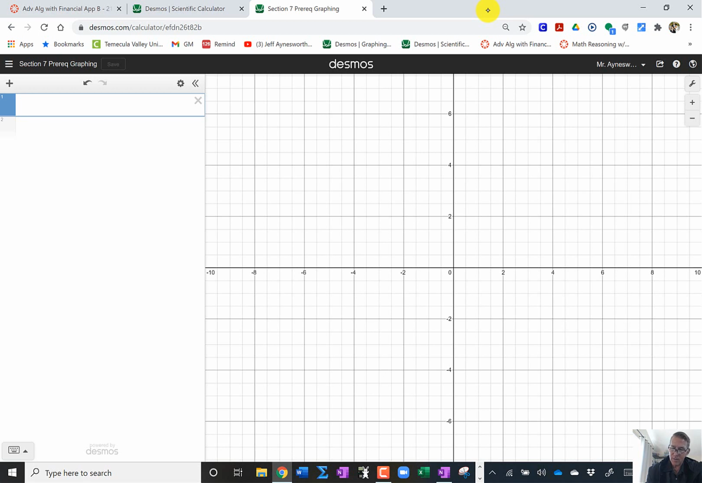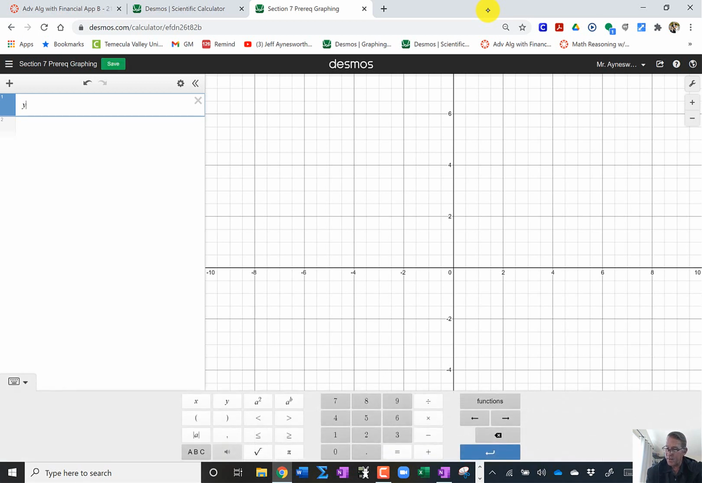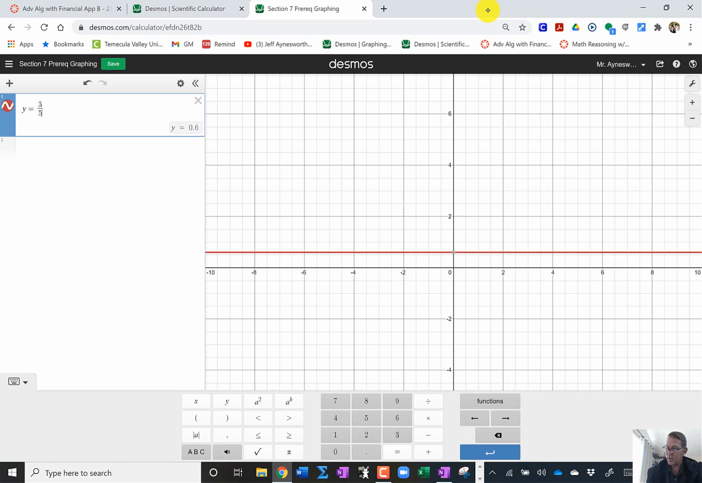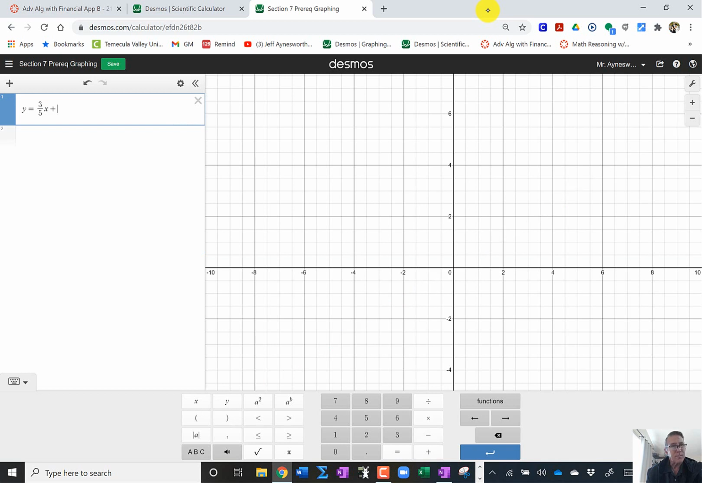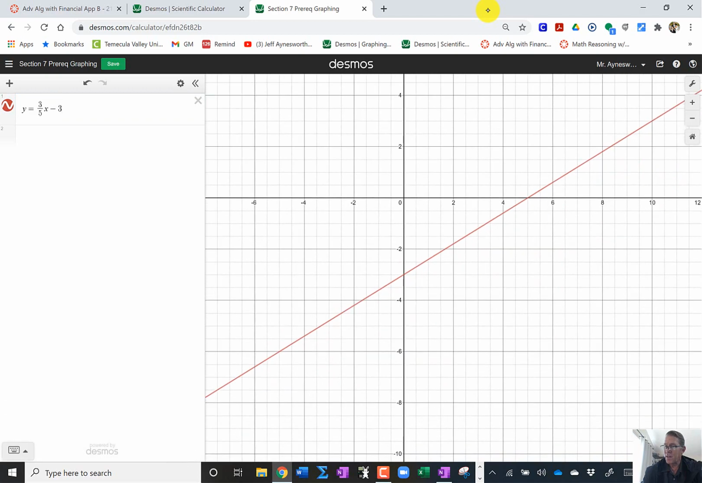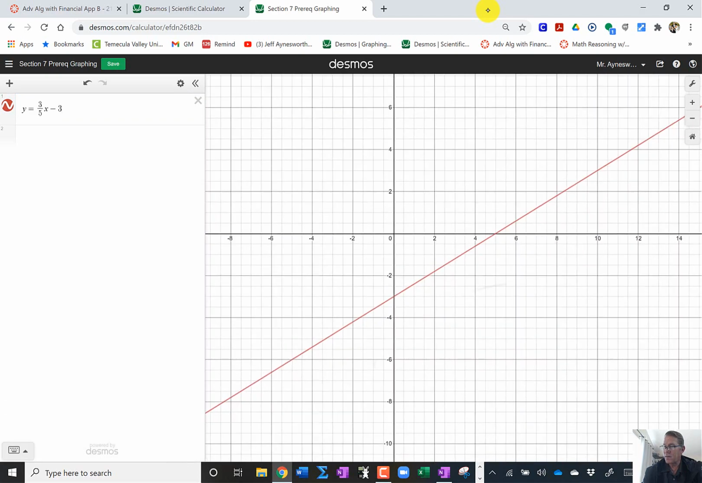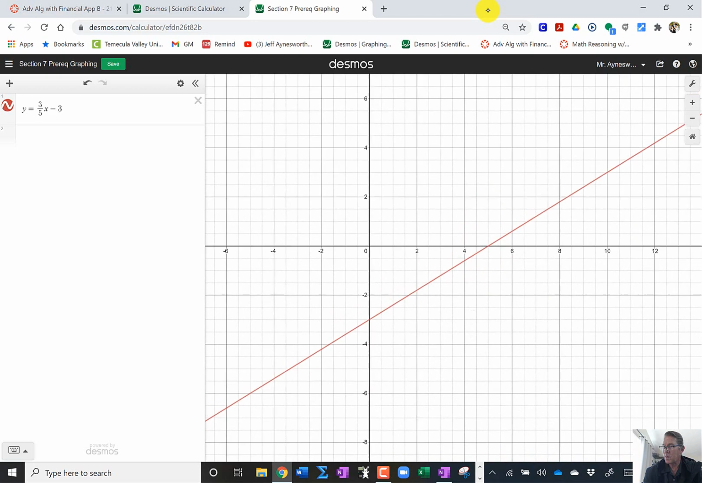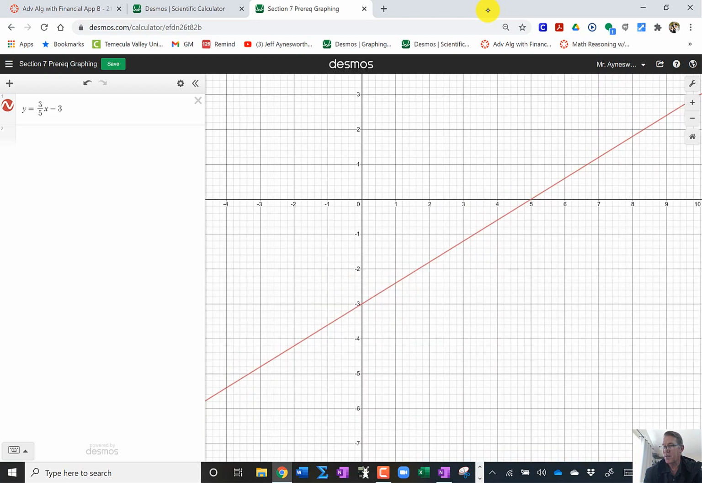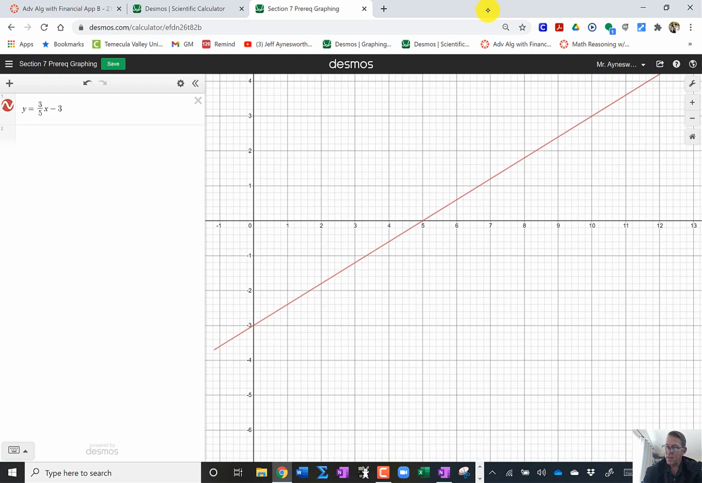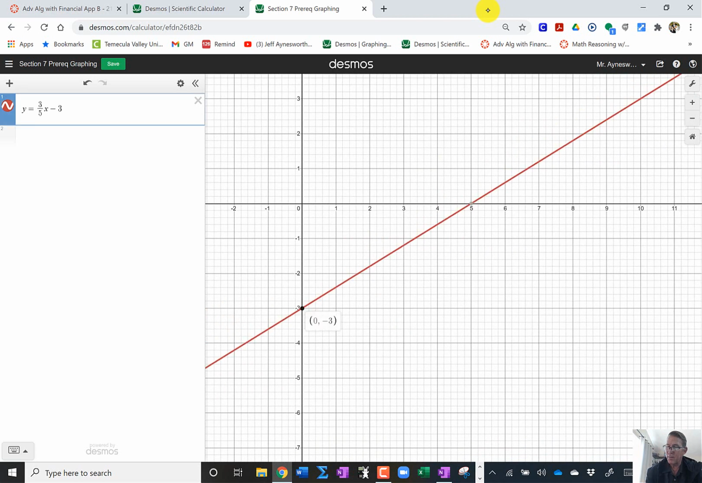Now we just graphed the function y is equal to 3/5, so 3 divided by 5, times x, minus 3. So notice that, there's zoom. Try to adjust the scale. There we go. So notice that it has y-intercept at 0, negative 3. It intersects the x-axis at 5, 0.